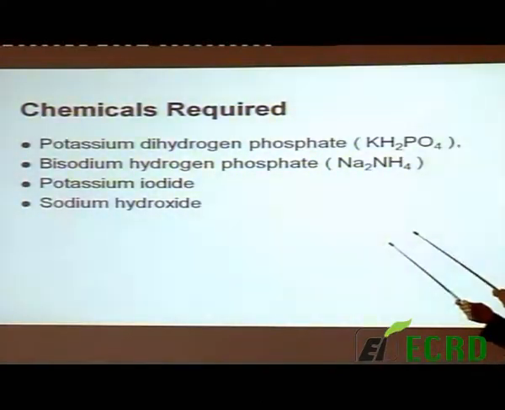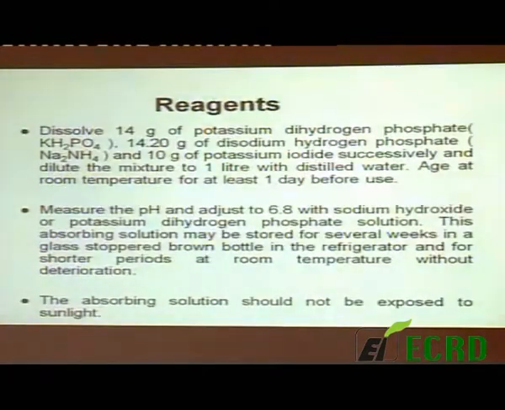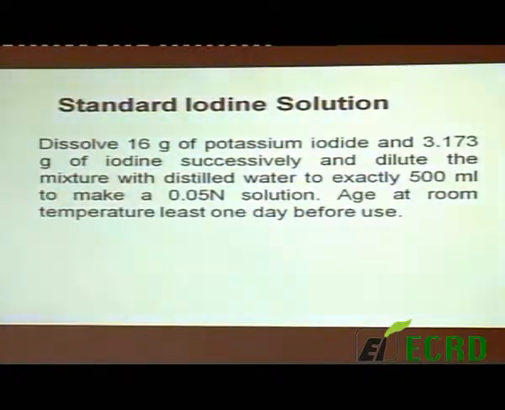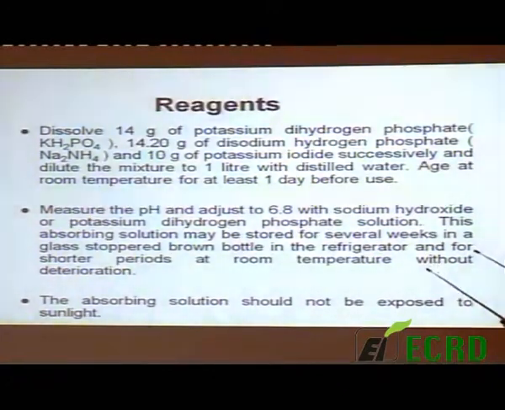Chemicals required are potassium dihydrogen phosphate, disodium hydrogen phosphate, potassium iodide and sodium hydroxide. The method of preparation is given here. 14 gram potassium dihydrogen phosphate, 14.2 gram of disodium hydrogen phosphate and 10 gram potassium iodide successively are diluted to 1 liter with distilled water, aged at room temperature for at least 1 day before use. You prepare the solution and keep it 24 hours and then use it. Measure the pH and adjust it to 6.8 with sodium hydroxide to make it neutral.